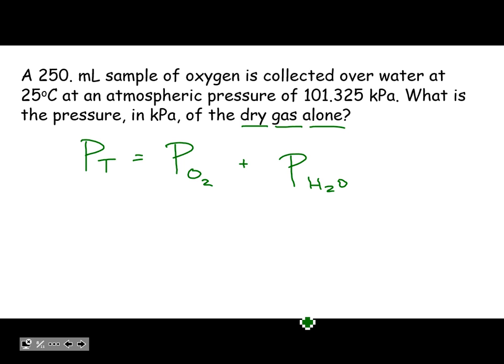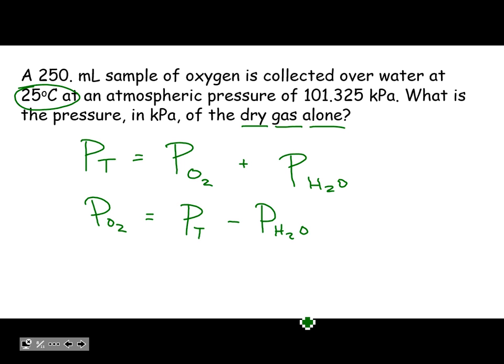Now, the beauty of this, ladies and gentlemen, is I can rework this equation. I'm trying to find the dry gas alone, which is the P of oxygen. Well, if I rework my equation, I know that the total pressure minus the pressure of the water is going to give me the pressure of the oxygen. So all I need to know is the total pressure and the pressure of the water vapor. Now here's the beauty, folks. I know what temperature it is, don't I?